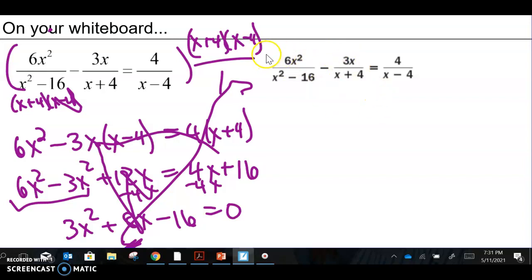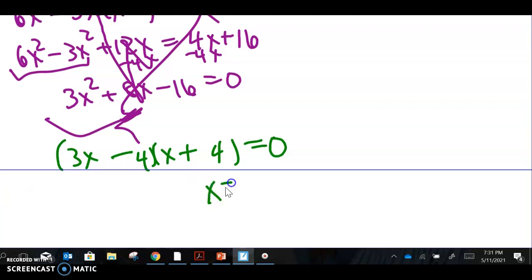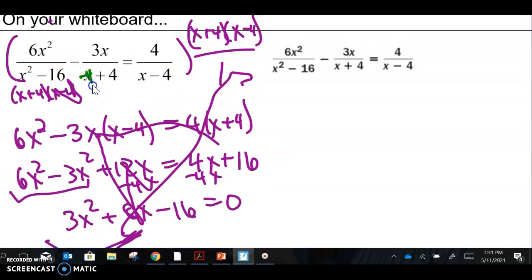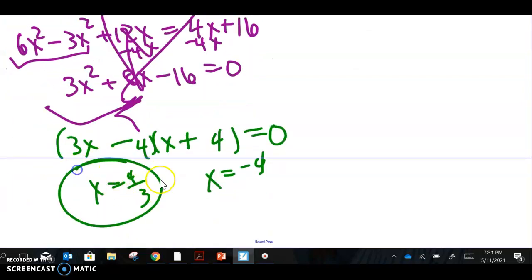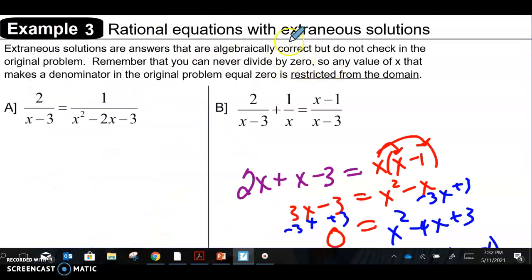Here is the exact same problem, sorry, just written out differently. Okay, the problem is I get x equals -4 and x equals 4/3, but the -4 I can't have, that gives me 0 in the bottom. So the only answer is 4/3, not the -4. That ended up being one of these extra answers.